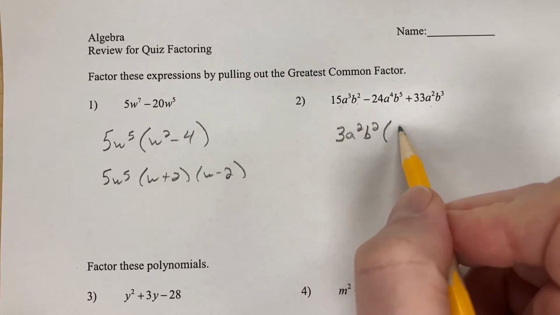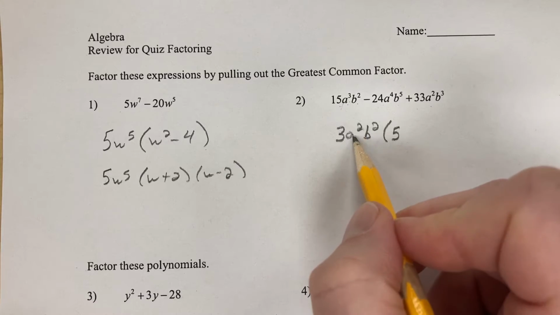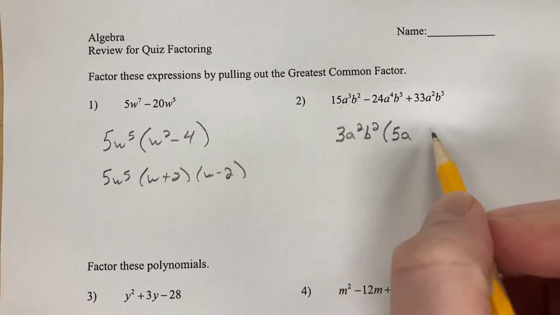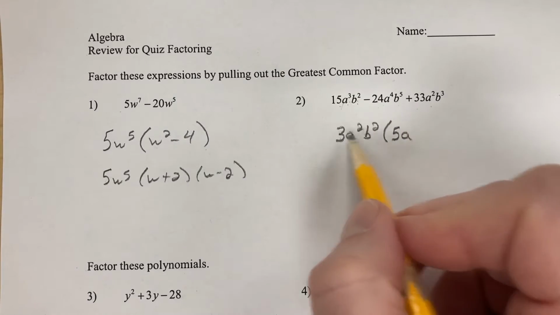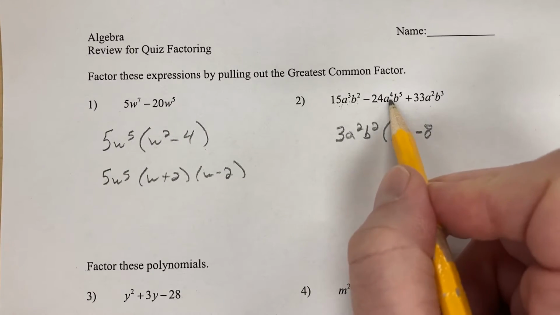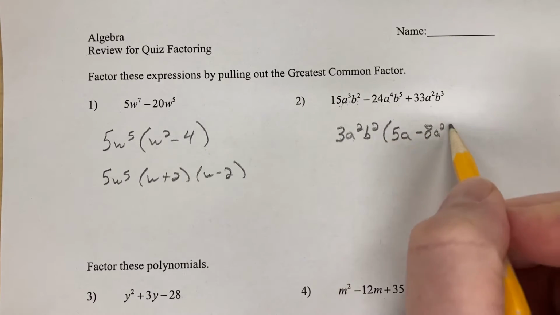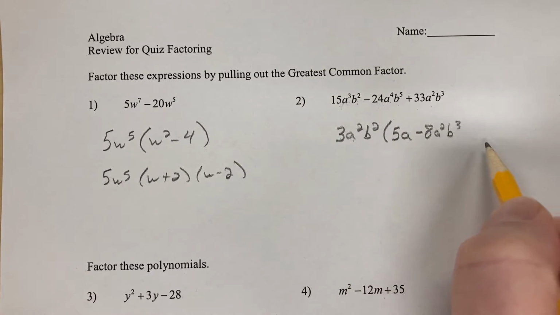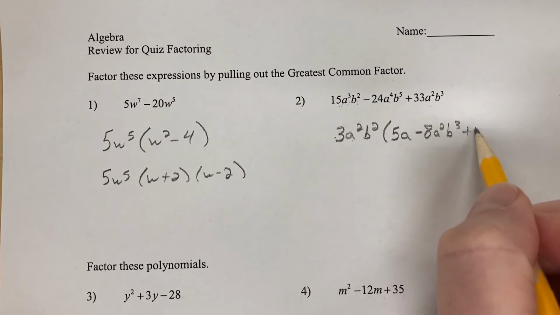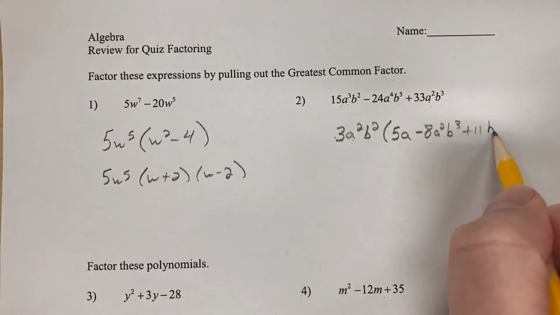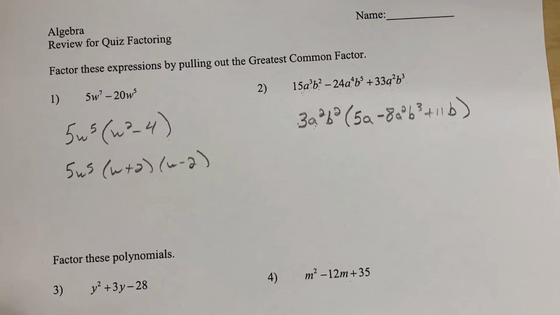Okay. So 15 divided by 3 is 5. There were 3 A's, we took 2 out, 1 would be left. Had 2 B's, took them out, that's all that's there. Negative 24 divided by 3 is negative 8. We had 4 A's, took 2 out, 2 left over. Had 5 B's, took 2 out, there's 3 B's left over. 33 divided by 3 is 11. Had 2 A's, took them out. Had 3 B's, took 2 out, there'd be 1 B left over there.